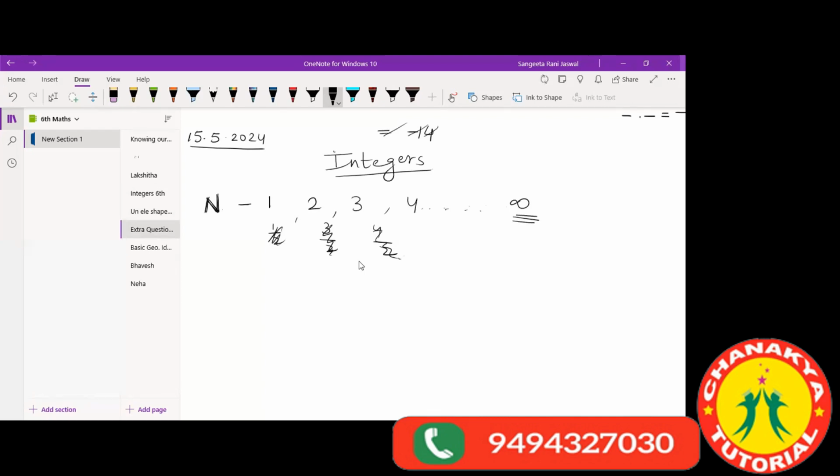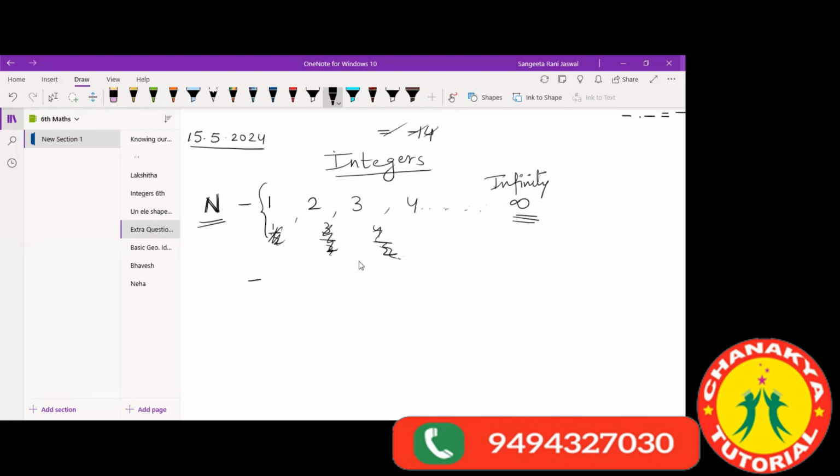What is this symbol? This is infinity. This infinity is not actually any number. Infinity means it goes on. It is infinite. It has no end. So the set of natural numbers is denoted by the capital letter N. Others also, please keep these things in mind. I will ask you after some time, right?